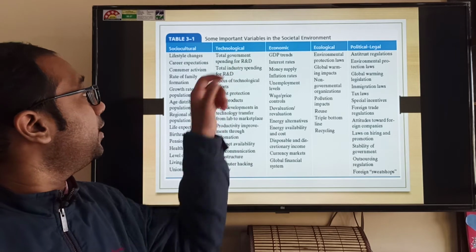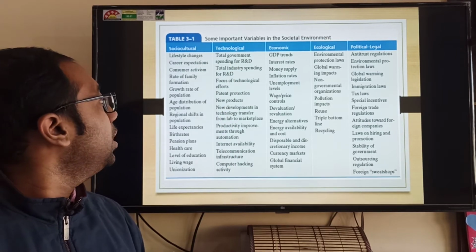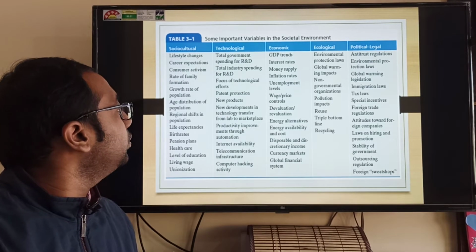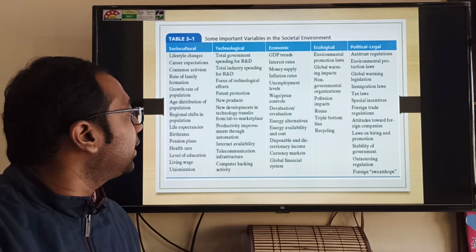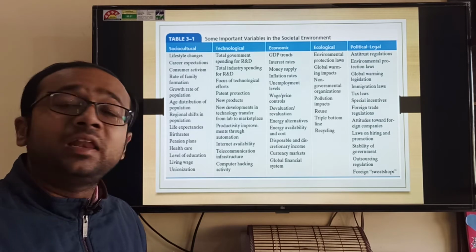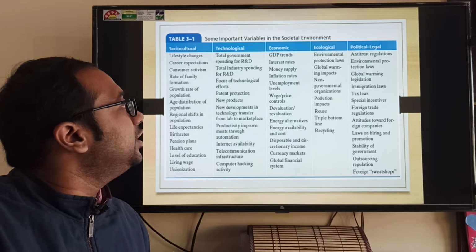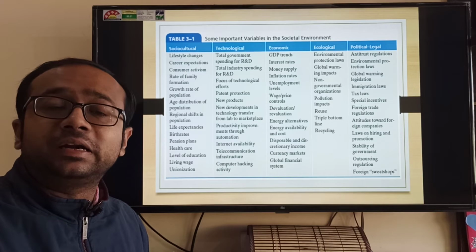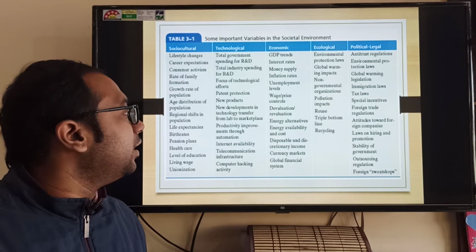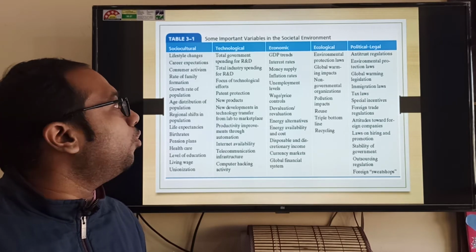If there is government spending on that, then is the industry spending well on technology or not? What is the focus of the technological efforts: patent protections, new products, new developments, technology transfer from lab to marketplace? Is there proper availability of internet and telecom infrastructure or not? Third is economic: GDP trends, interest rate, inflation rate, unemployment rate, poverty rate, energy availability, various costs, disposable income, discretionary income, and all that stuff.